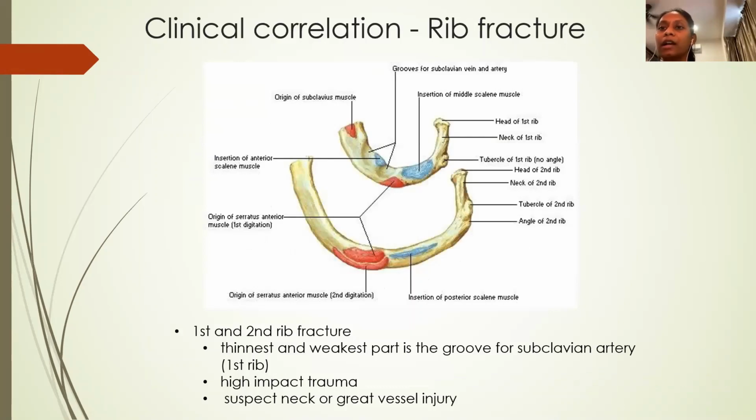This is the first rib and the second rib. The clinical correlation with the first and second rib: in case there is a fracture of the first rib, we have to think of great vessel injury, mainly, because the first rib does not usually fracture. If there is a fracture, it means the trauma has a high impact. The thinnest and weakest part of the first rib is at the groove where the vessels are situated.